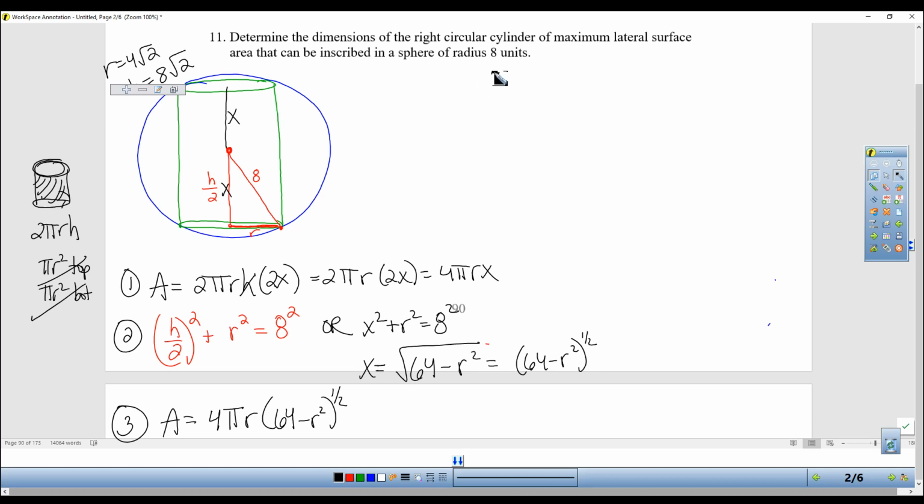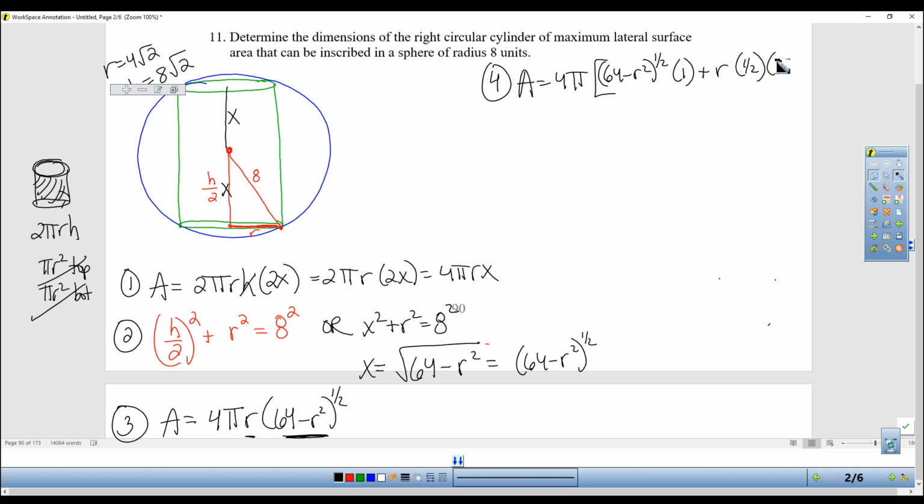Step 4, so I'm going to start back up at the top here. Step 4 is to take the derivative. So I personally am going to exclude the 4 pi. It's a constant. That way I can just do product rule with the r and the 64 minus r squared, rather than making one of them 4 pi r. So the second times the derivative of the first plus the first times the derivative of the second. This one's a pretty tough derivative.